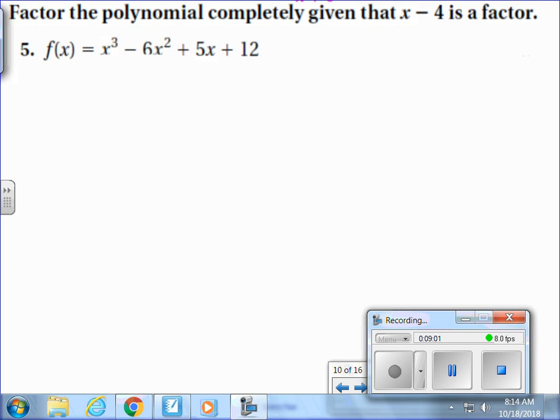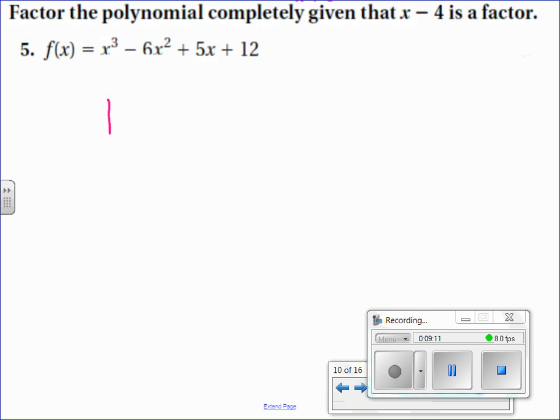Okay, our prompt is to factor this polynomial completely, given that x minus 4 is a factor. It's almost like they're starting you in the right direction, or at least giving you one of what's probably going to be 3 factors. All right, so let's set ourselves up. Who's going to go in my little box? A 4. What would my setup look like across here? 1. You need a 1 for this guy, for sure. 1, negative 6, 5, and 12.